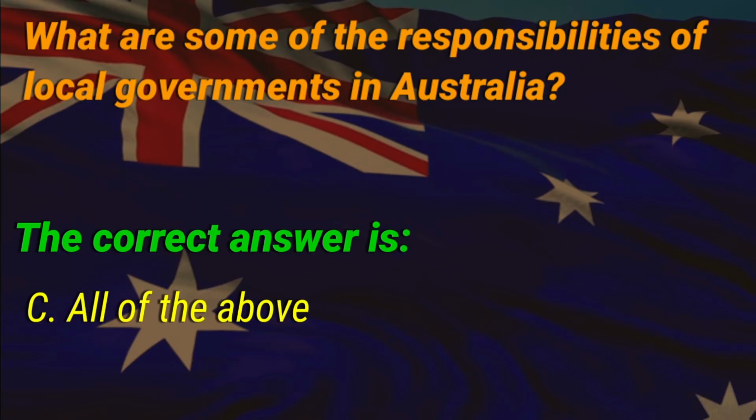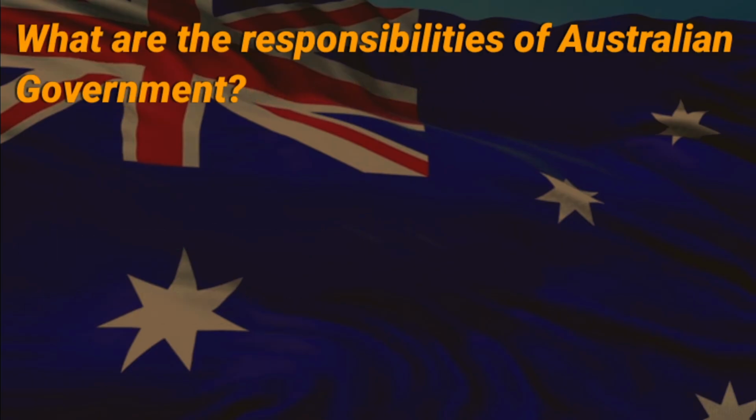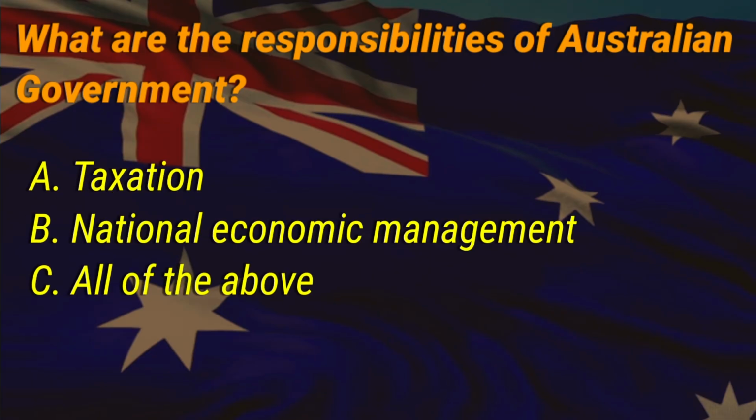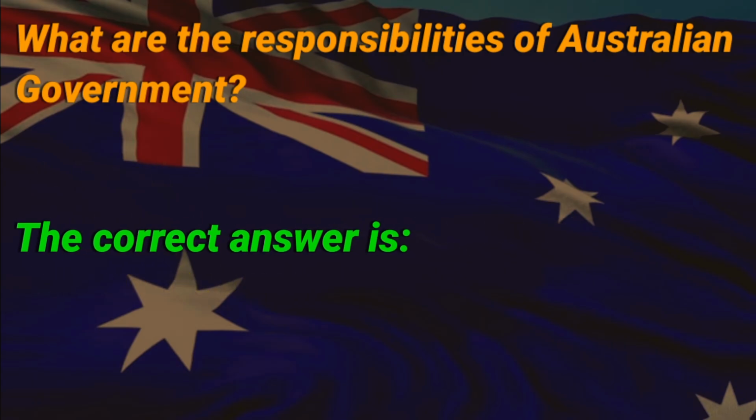All of the above. What are the responsibilities of Australian government? A. Taxation, B. National economic management, C. All of the above. The correct answer is C.